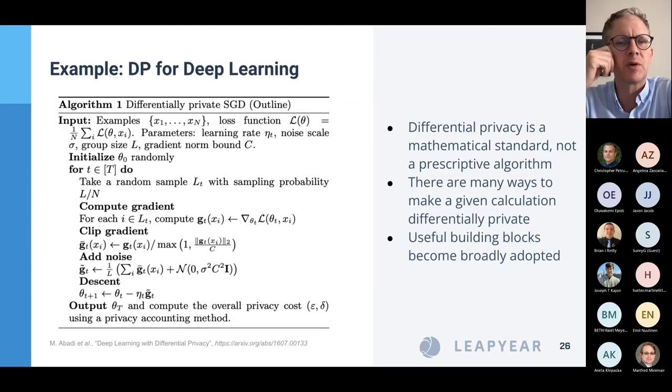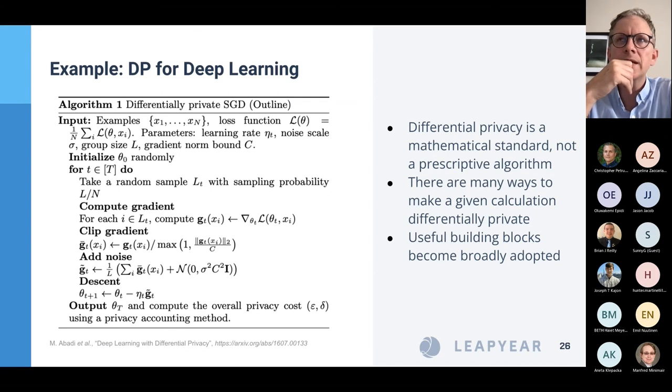Last example here, we're not going to go through this in detail. As I said, this is not going to be a formalism or theory review, but just to give an impression, there are many different ways to accomplish differentially private outcomes. This is the stochastic gradient descent algorithm that's been applied in deep learning fairly broadly, a high-level description of the algorithm.